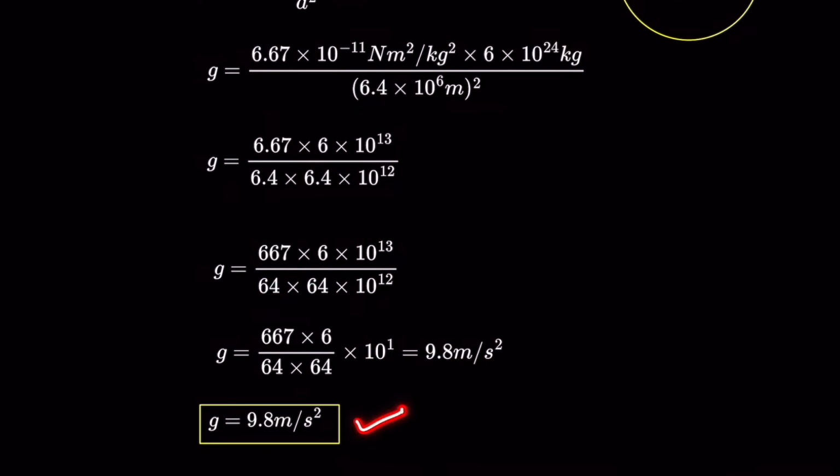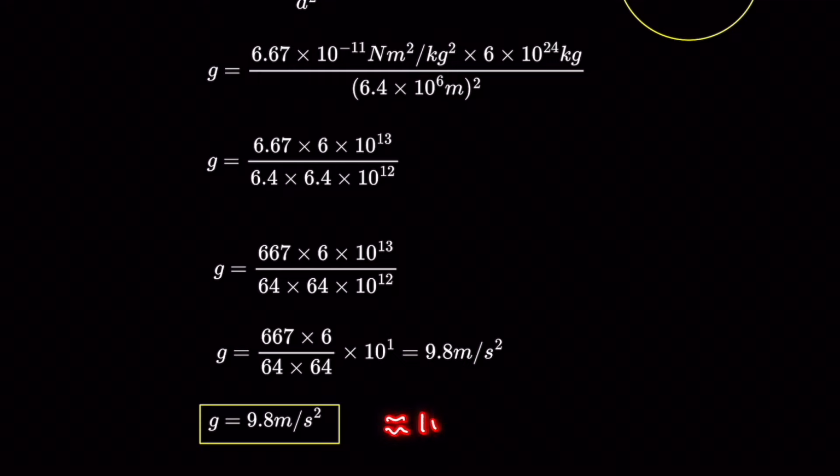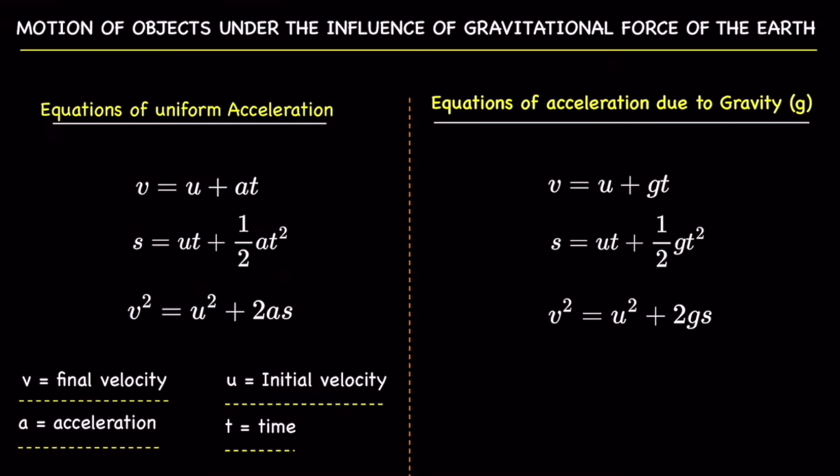So this value we have to remember. Sometimes we round it off. We can also write it as 10 meter per second square. We use 10 meter per second square when it is given in the question that you choose small g as 10 meter per second square. But if nothing is given, then we always take 9.8 meter per second square.